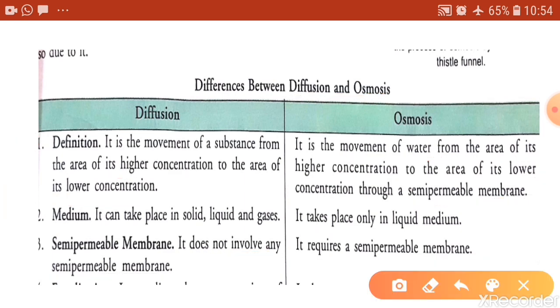Then, diffusion occurs in solid, liquid and gaseous medium. It can take place in solids, liquids or gases, but osmosis always occurs in liquid medium. Why? Because osmosis is the movement of water or solvent. So osmosis always occurs in liquid medium.